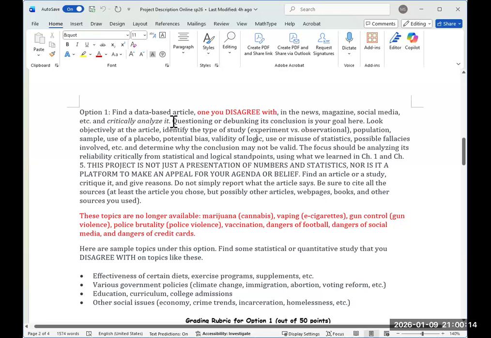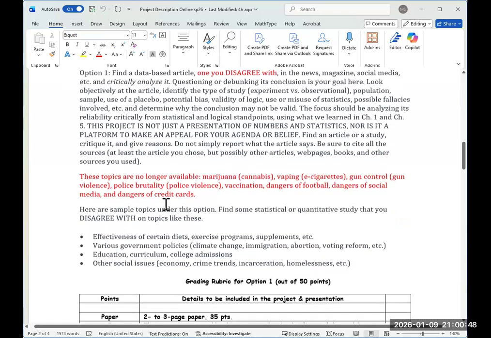You're going to have to give us the reasons why you think the experiment is invalid or the conclusion cannot be trusted. So take a look at things like population, the sample, the use of placebo, what kind of an experiment or what kind of a study that was. Try to use what you learned in chapter 1, logic, and chapter 5, statistics, in order to question or debunk the validity of the main point of the data-based article. Right. What kind of things can you think of?